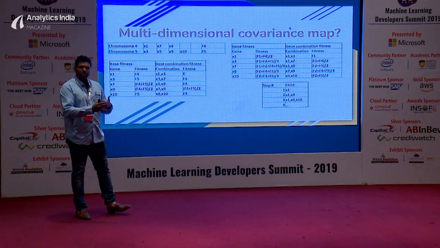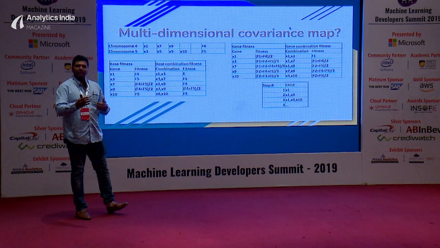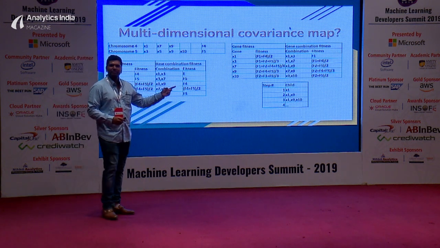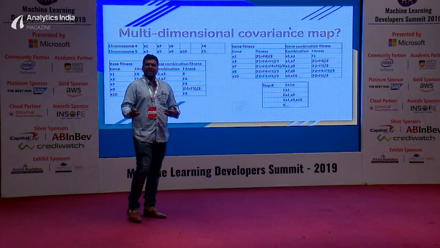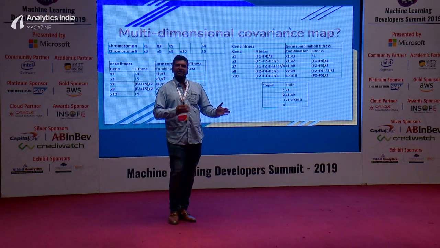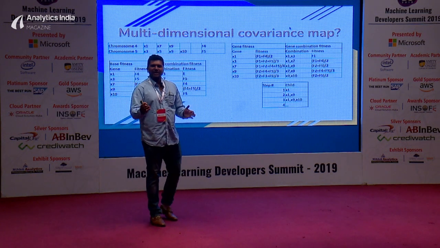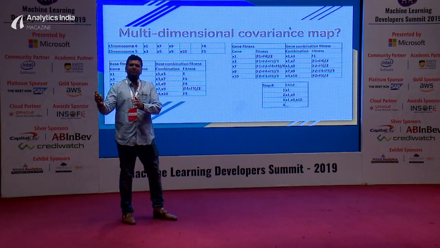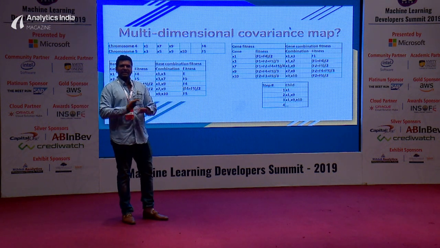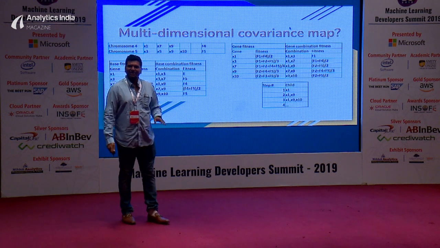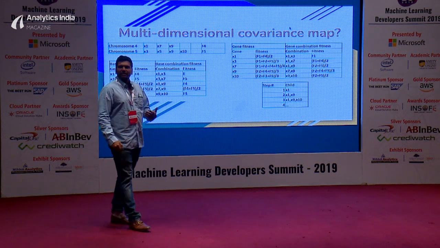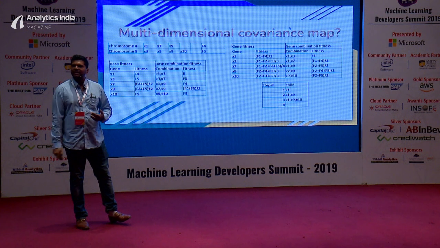Now, given x1 is chosen, what is the next best variable based on the multidimensional covariance map? That is a Bayesian update. It's saying that I've already seen something. Given this, what is the probability of choosing another variable? And given those 2, what is the probability of choosing a third variable? And so on. So it's completely Bayesian. That's about it. So this Bayesian update actually, yes, go ahead.